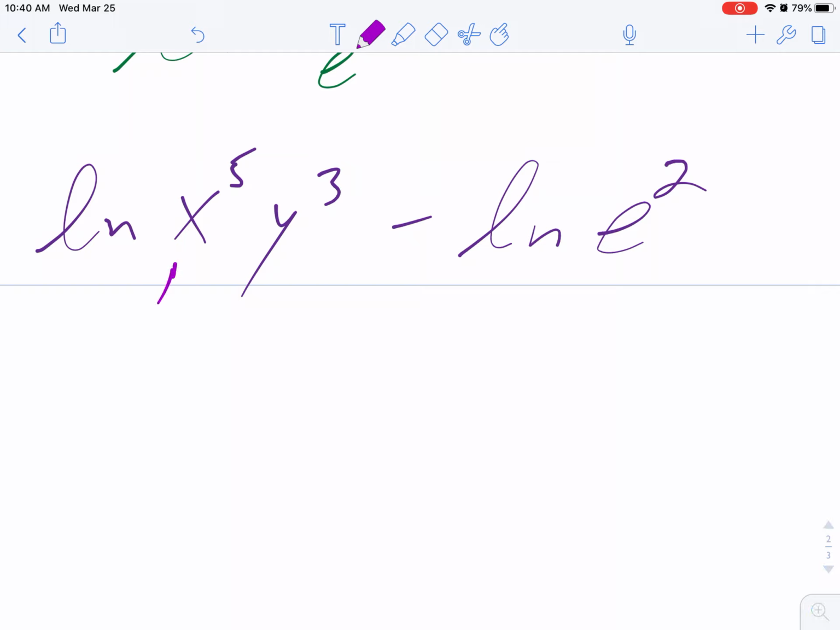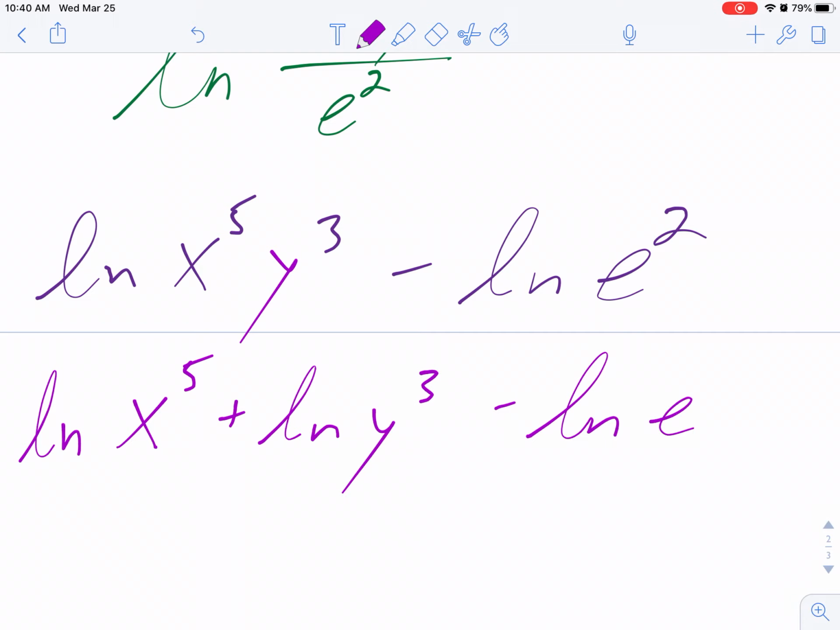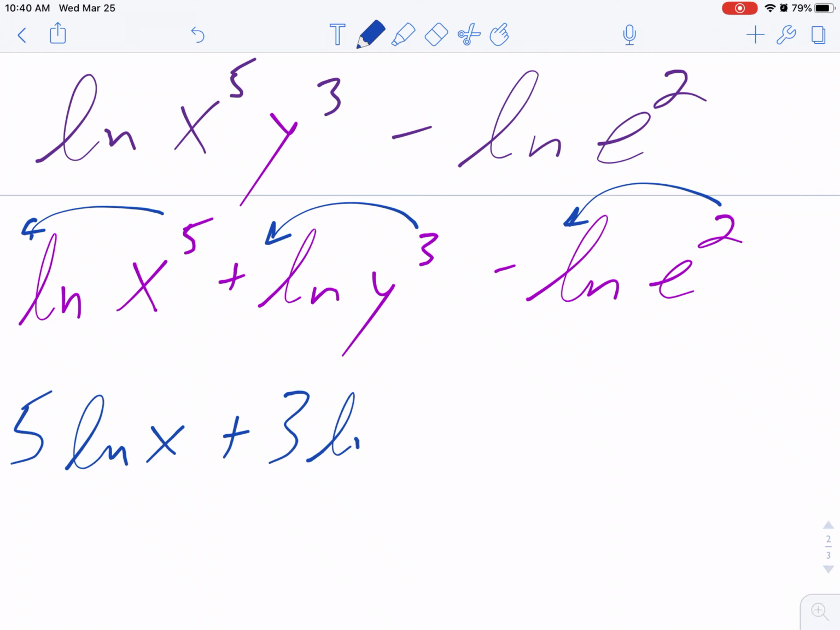So this is a product rule. This is like an m times n. So I'm going to do the product rule next. This is going to be ln x to the 5th plus ln y to the 3rd minus ln e squared. Now we can use our power rule and then finish it up. The power rule says to bring the 5 down, bring the 3 down, bring the 2 down front. And this is almost our final answer.